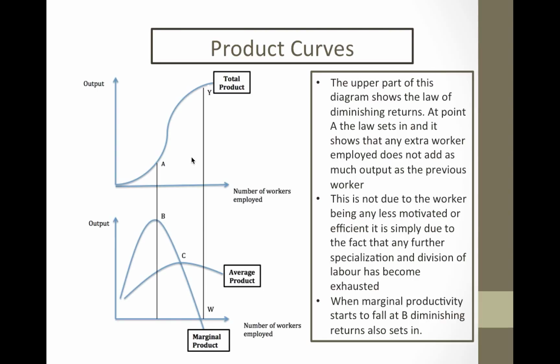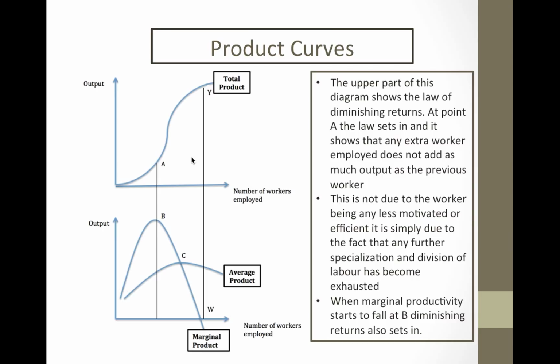The product curves, and I'll give you a few definitions to get started, and then I'll explain what the product curves are actually telling us. So the total product is the total quantity produced by a firm for a given quantity of input necessities. The average product is the product produced per unit of the variable input employed when fixed inputs are held constant, and the marginal product is the addition to the total output by adding one more worker to the labour force.